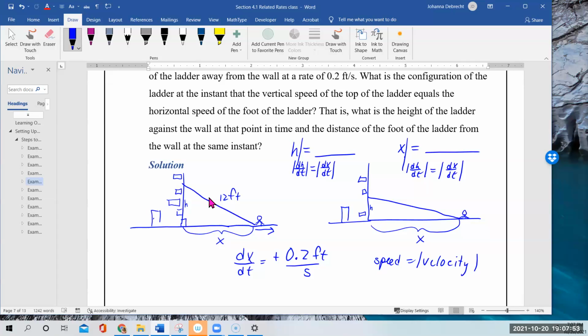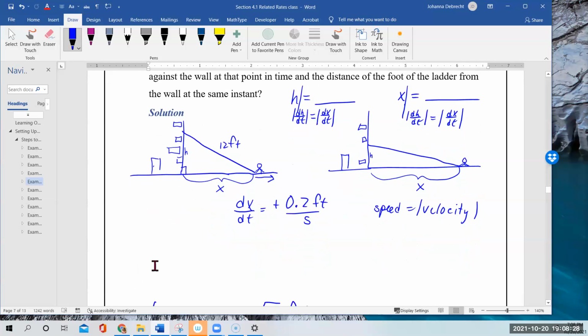That's all the information that comes from the problem. There's nothing more there. The rest of it's going to have to come from you. The equation that relates x and h to the 12 feet has to come out of your head. When you're looking at it, you had to make the assumption that this is a 90-degree angle, because what you need to use is the Pythagorean theorem. Once you have that, you have an equation that relates the h, the x, and the 12 feet. Let's go ahead and write that down now.